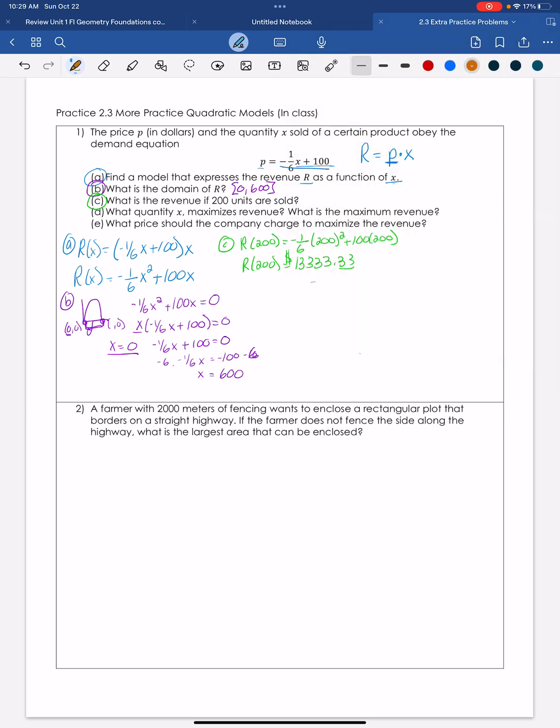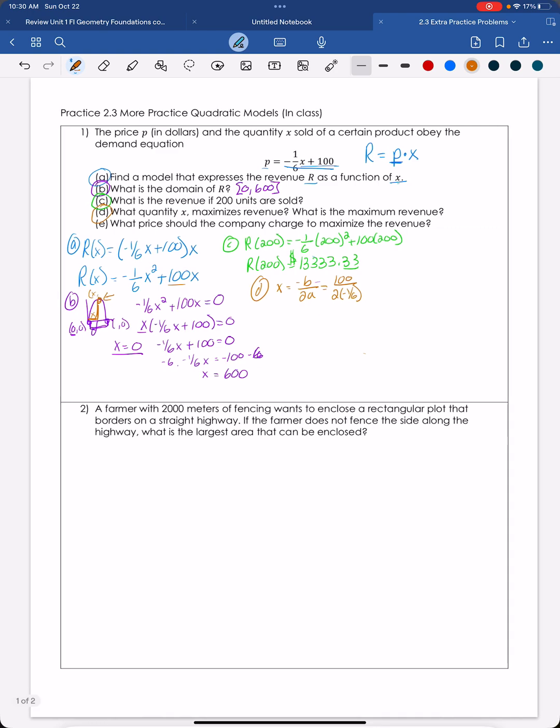Let's go to D. What quantity maximizes revenue? So again, we go back to this right here, which is going to be the vertex of our parabola. So we want to know how many maximize revenue. So we need to find this x value right here, the x value of your parabola. X is equal to negative b over 2a. In this case, b is equal to 100 over 2 times negative 1/6, because that's going to be your a value.